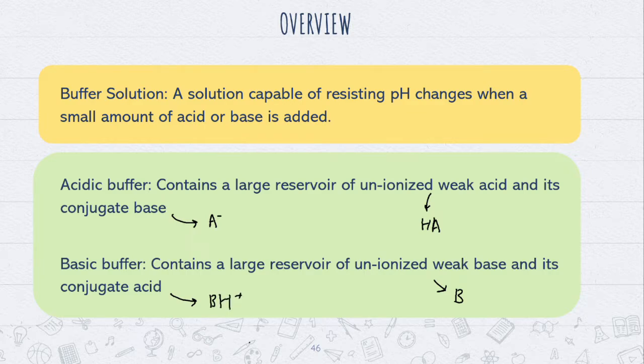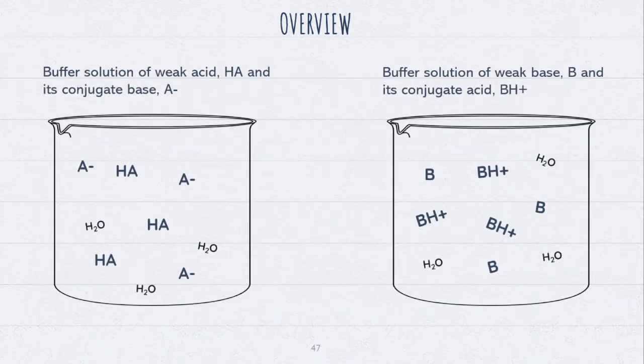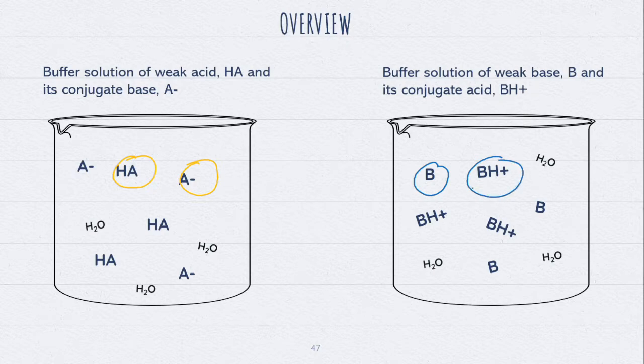So as long as your solution contains some similar concentration of HA and A-, or on the other hand, if your solution contains similar concentration of your base and your conjugate acid, we can call both of these solutions buffer solutions. Okay, so in this minute or two, you can visualize how a buffer solution can exist, and what the conditions needed are.